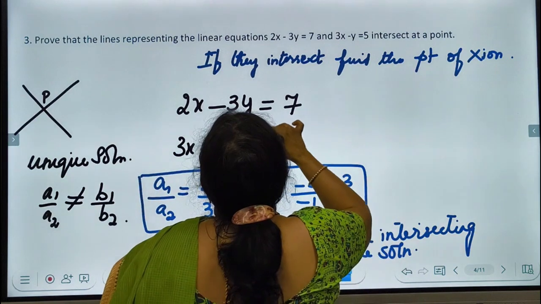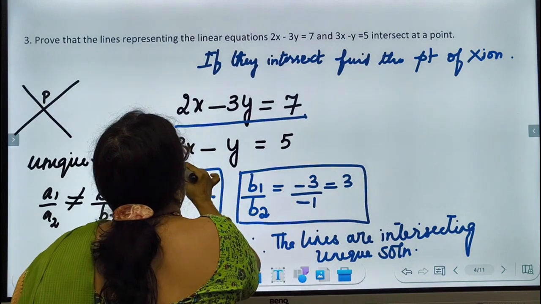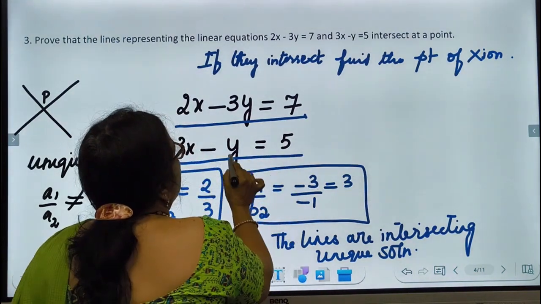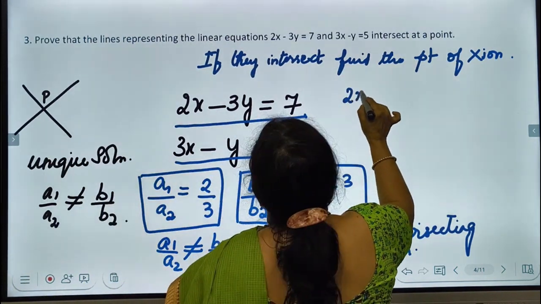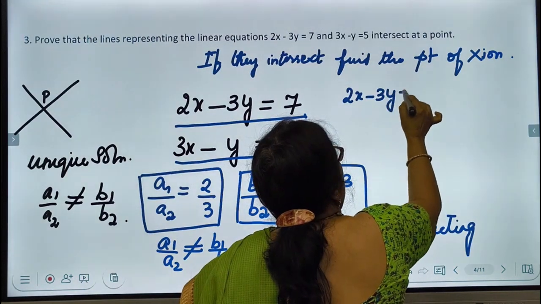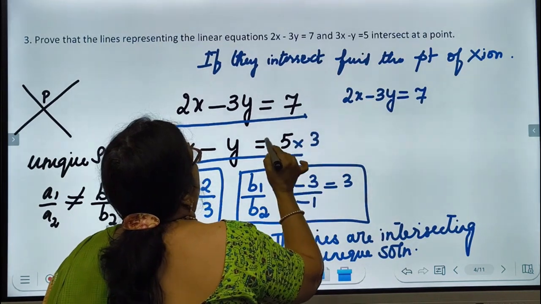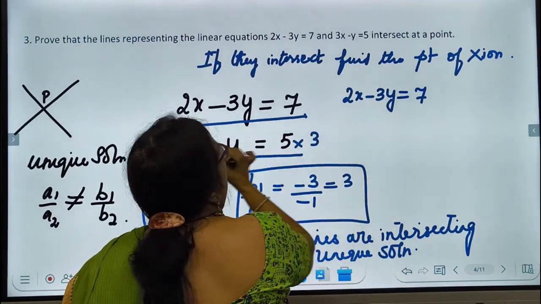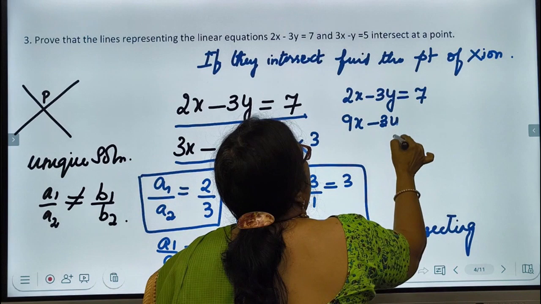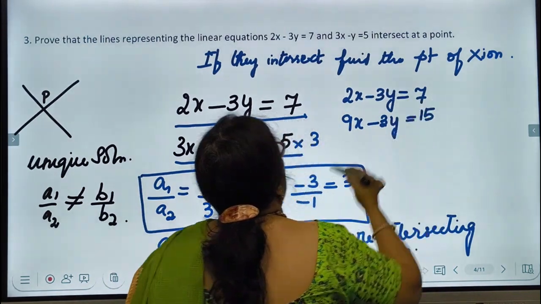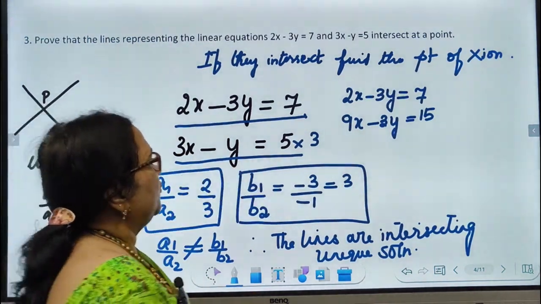So first equation is what? See, here I have minus 3y, here I have minus y. So it is easy to multiply the second equation by 3. I am going to keep the first equation as it is. Second equation I am going to multiply by 3. Then what will I get? 3 into 3, 9x minus 3y equal to 15.